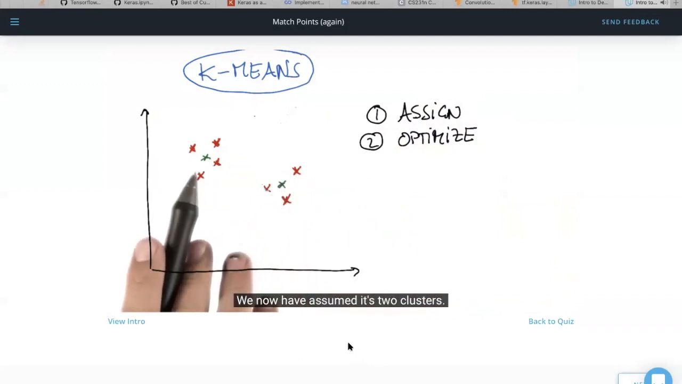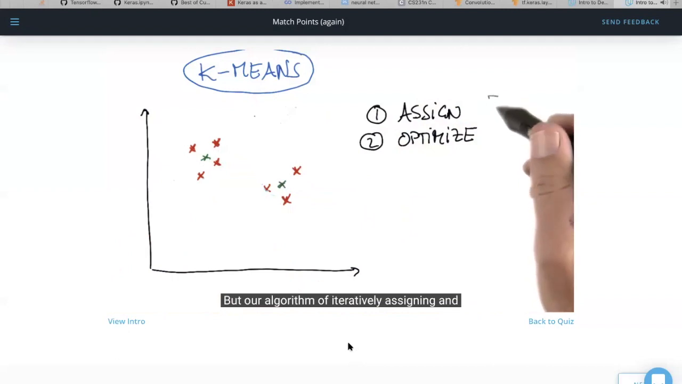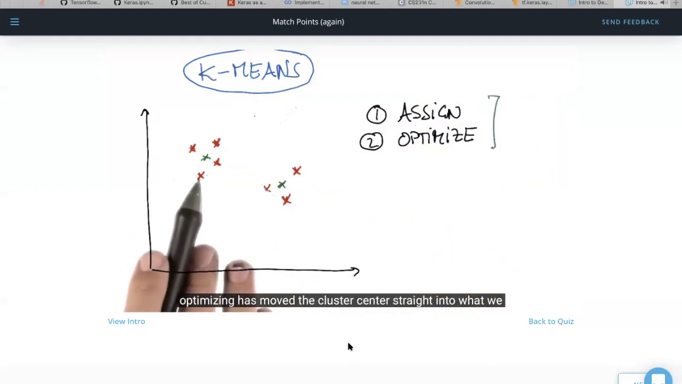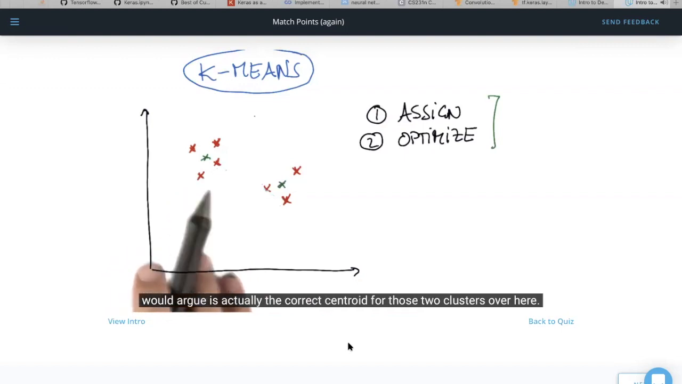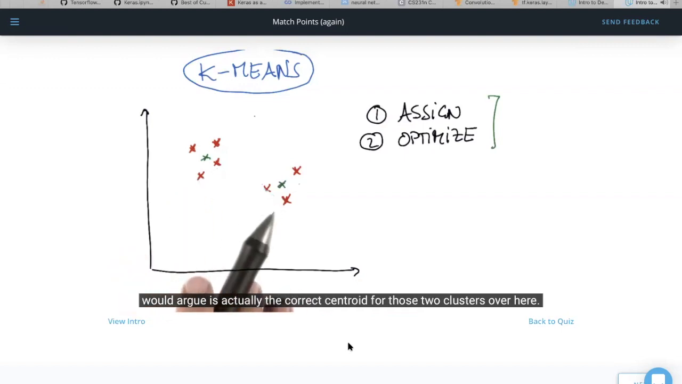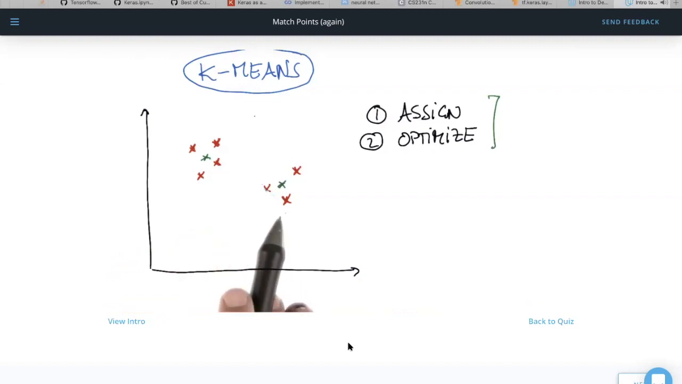We now have assumed it's 2 clusters, but our algorithm of iteratively assigning and optimizing has moved the cluster center straight into what we would argue is actually the correct centroid for those 2 clusters over here. That is called the k-means algorithm.